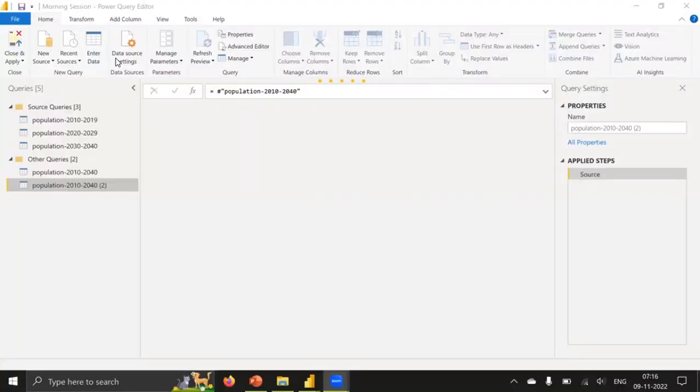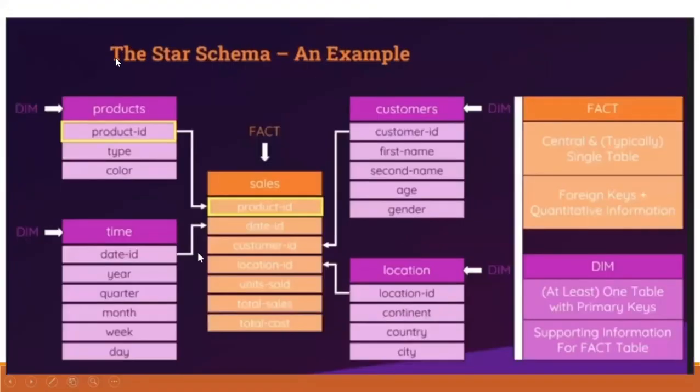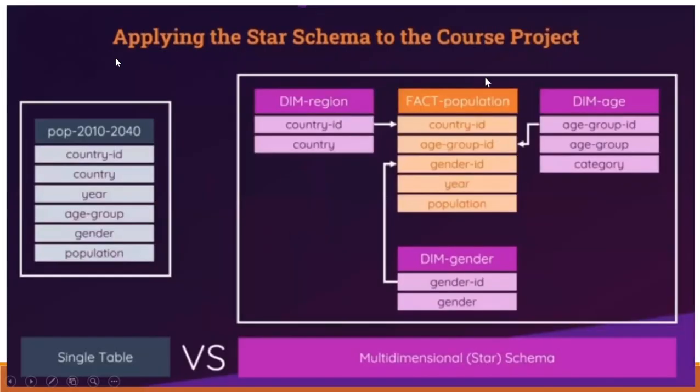Yeah. So fact table contains the actual information, right? And the dimension tables contain the related information. And in our case, we have one single table here called population 2010-2040.